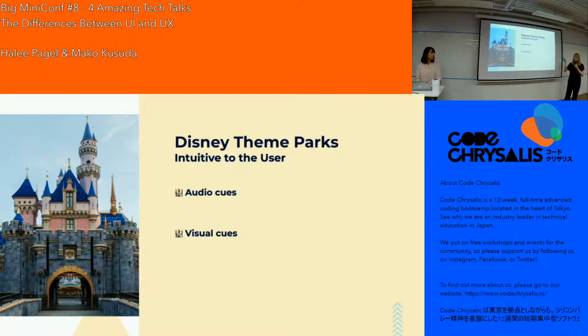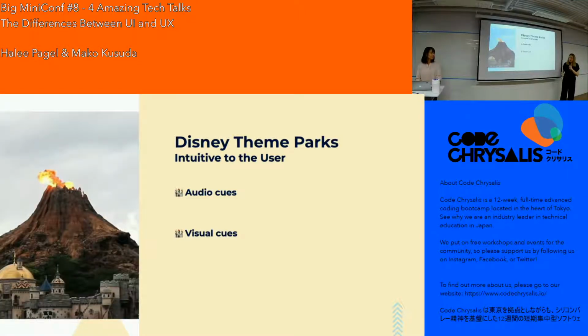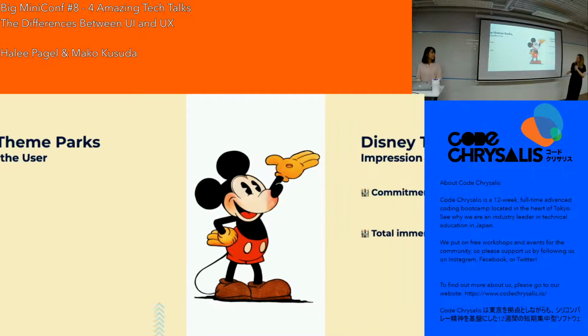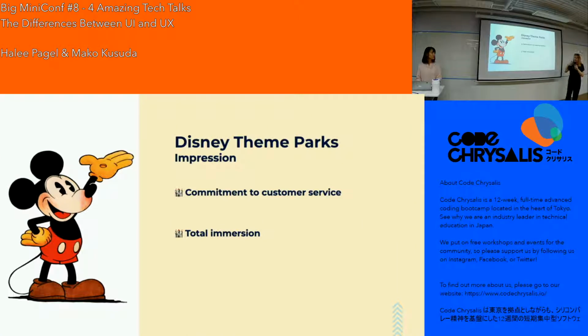If you have ever visited Tokyo DisneySea, you know they do not have a Disney Princess Castle, but they have a massive, massive volcano that spews fire and smoke every so often. And so that's the visual cue at Tokyo DisneySea that helps users get around the park easily and figure out where they are.